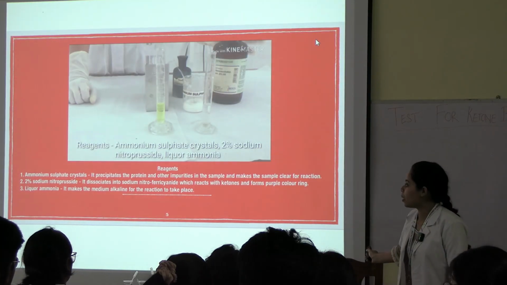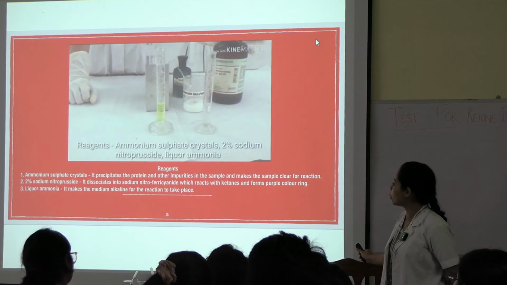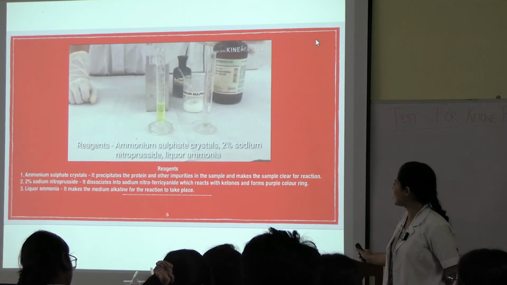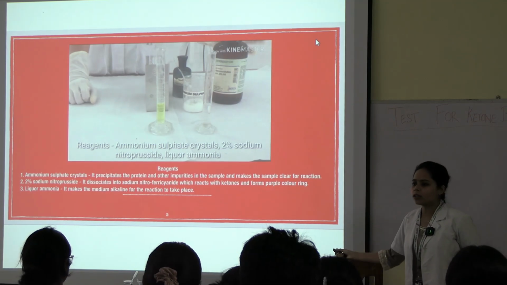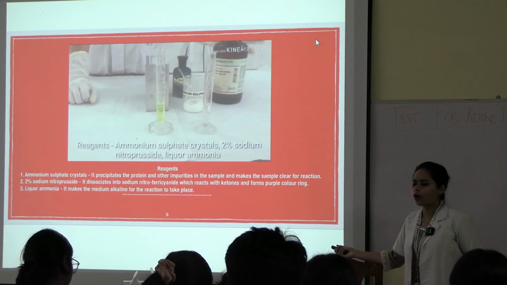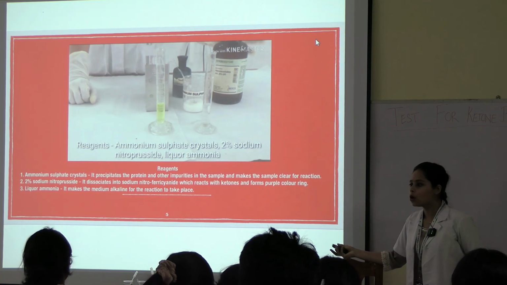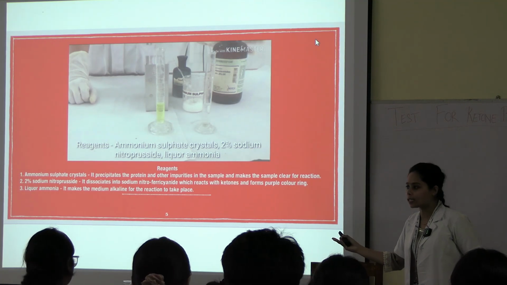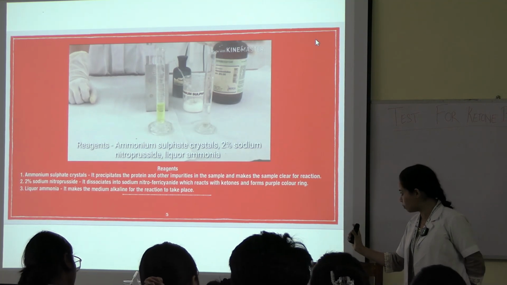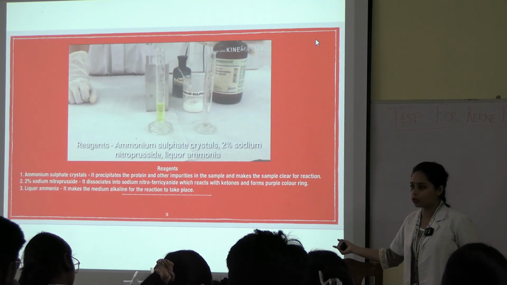Now the function of ammonium sulfate crystals is it precipitates the protein and other impurities in the sample and makes the sample clear for reaction. Now your urine sample can have other things also. It can have protein or any impurities that can come out through your urine. It can have glucose as well. So this ammonium sulfate crystals, it precipitates the rest and makes the urine sample clear for reaction to take place.